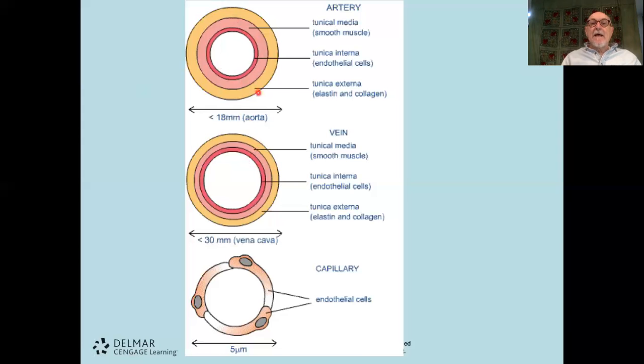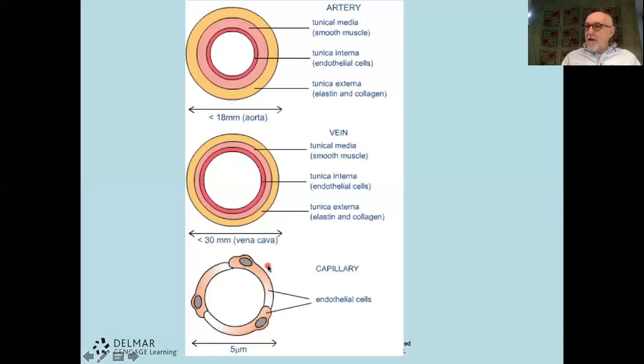So the three layers: tunica externa, tunica media, which is important in regulating blood pressure, and then the tunica interna. And the tunica interna is endothelial cells. All of our vessels are lined with these endothelial cells that ensure smooth passage of the blood. I leave the structure of the veins for the moment. We'll discuss it in a minute. But I just want to show you what distinguishes the capillaries from these other vessels.